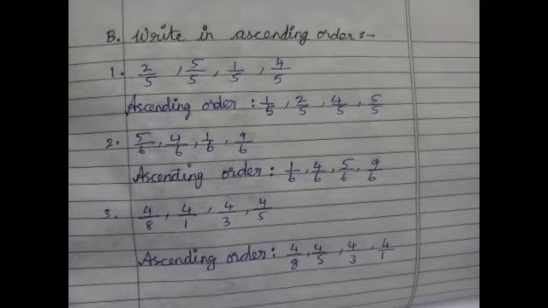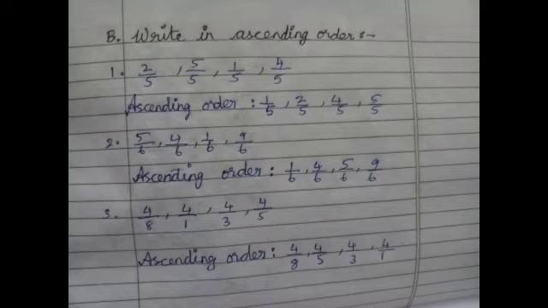B, Roman letter, that is ascending order. See the numbers 2 by 5, 5 by 5, 1 by 5 and 4 by 5. We can write them in ascending order. First one is 1 by 5, second 2 by 5, third one 4 by 5, next one is 5 by 5. Next, second question, 5 by 6, 4 by 6, 1 by 6 and 9 by 6. You can write it in ascending order: 1 by 6, 4 by 6, 5 by 6 and 9 by 6.